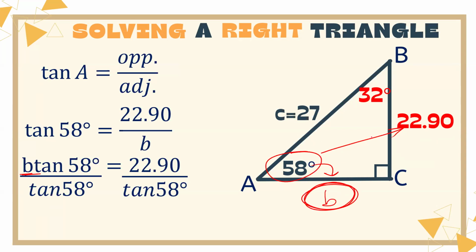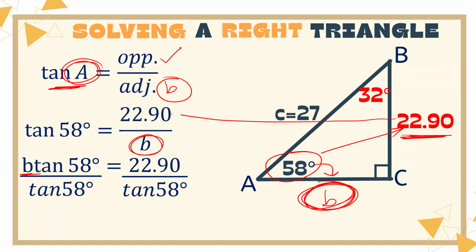So if we use tangent, we have the length of the opposite side. Check. The adjacent side is B, which is unknown. We know side A. So we have two knowns and we only have one unknown. So in this case, tangent A can be used to determine the length of side B. Okay? So tangent 58 equals 22.90, which is what we solved a while ago, over B.